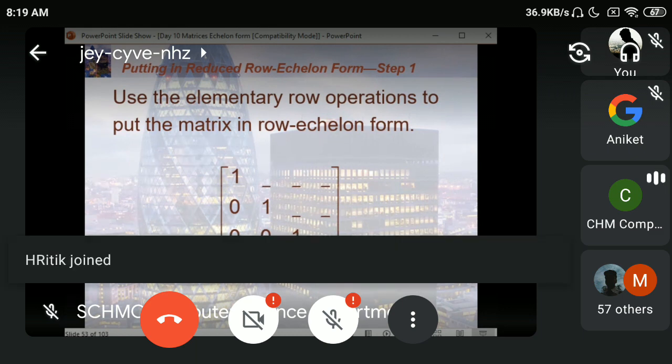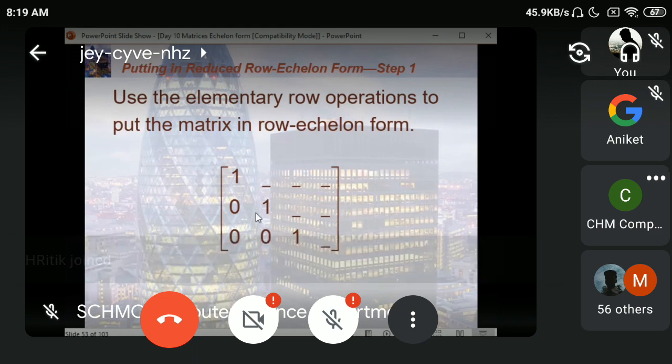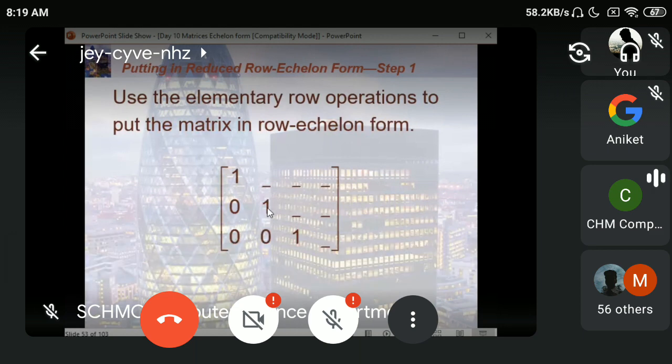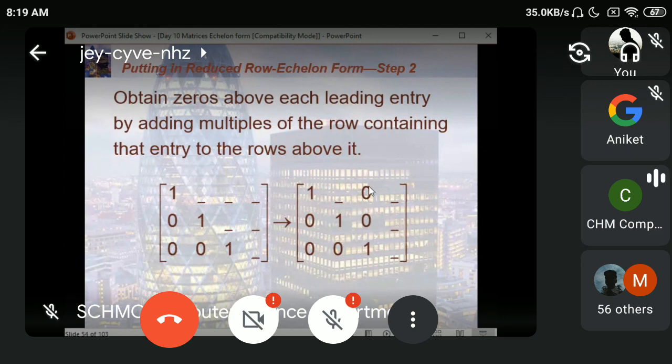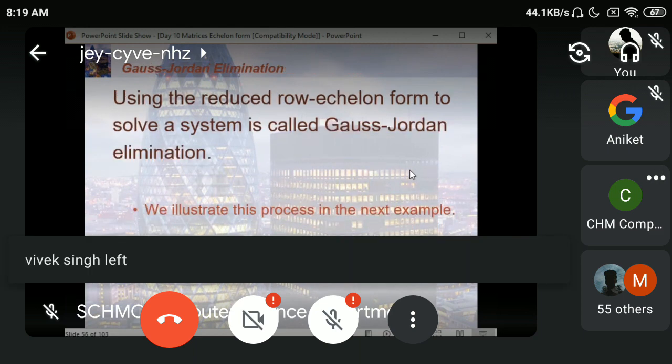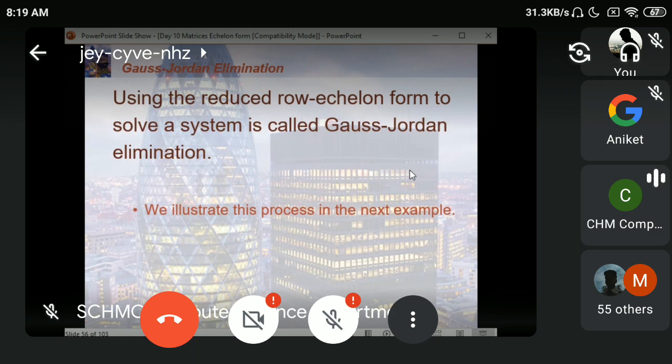Now we proceed further and from the third column, all the entries above it we will make 0, and then all the entries above the leading entry in the second row also we will make 0. In the third column, we'll make these two entries 0 and after that the first row, second column entry also we will make 0. And we wanted to see an example for this.